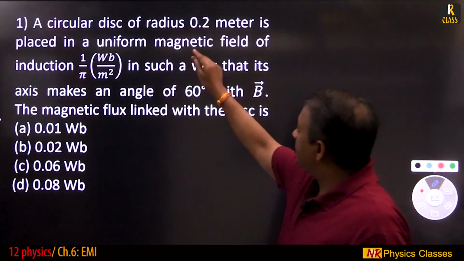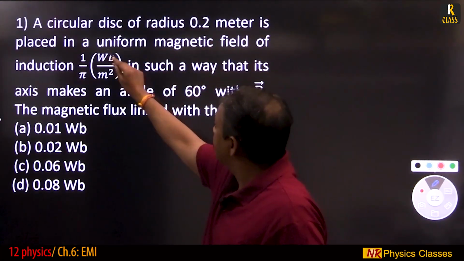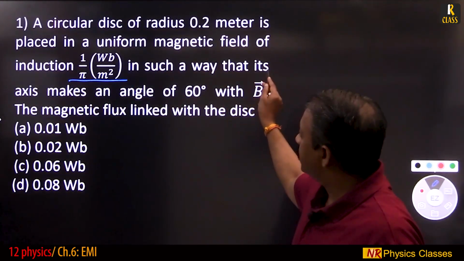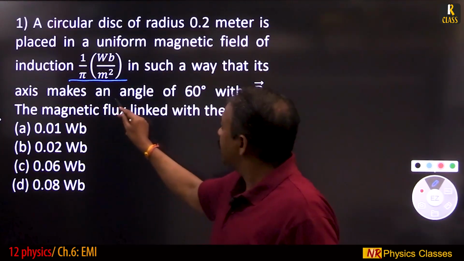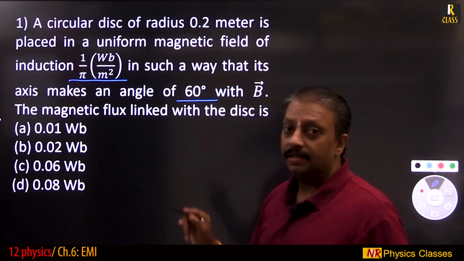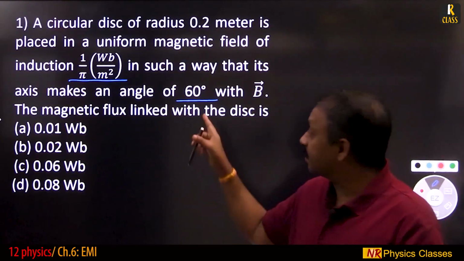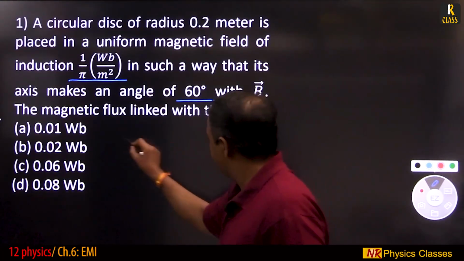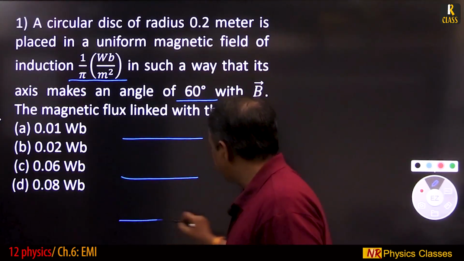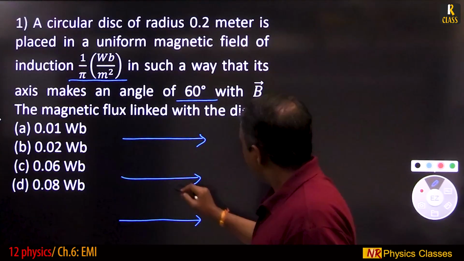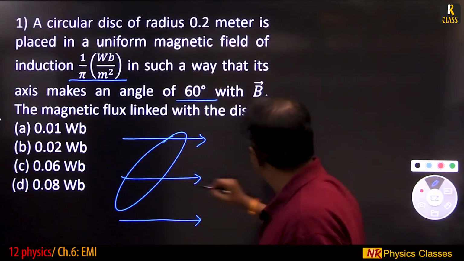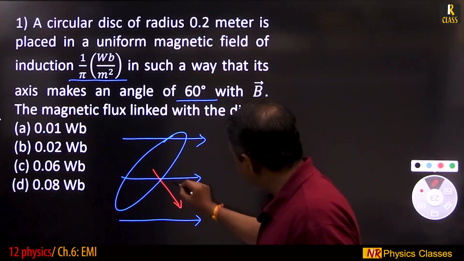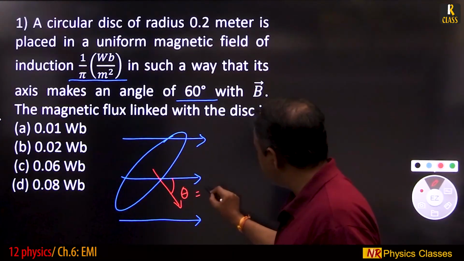A circular disk of radius 0.2 meter is placed in a uniform magnetic field in such a way that its axis makes an angle 60 degree. Students, you should be careful with such angles. For that, draw a simple diagram. This is the magnetic field. If this is the plane of the coil and this is the axis, this axis makes an angle 60 degree.